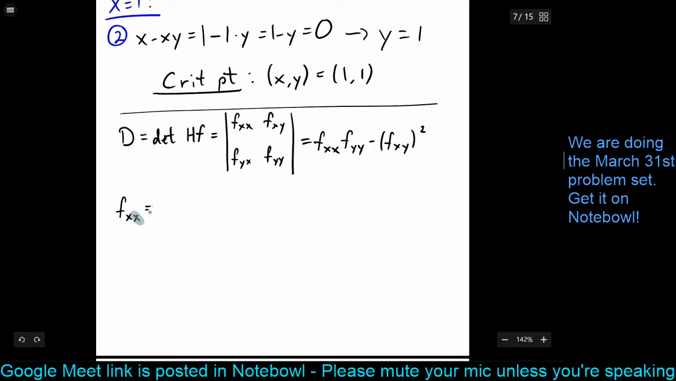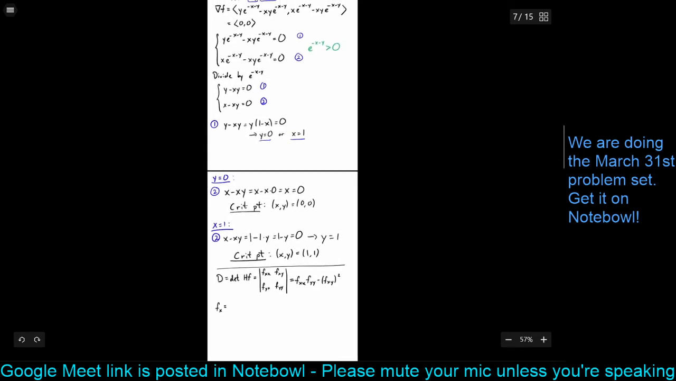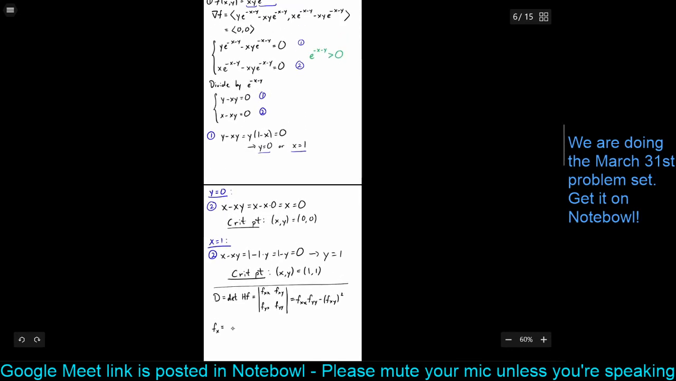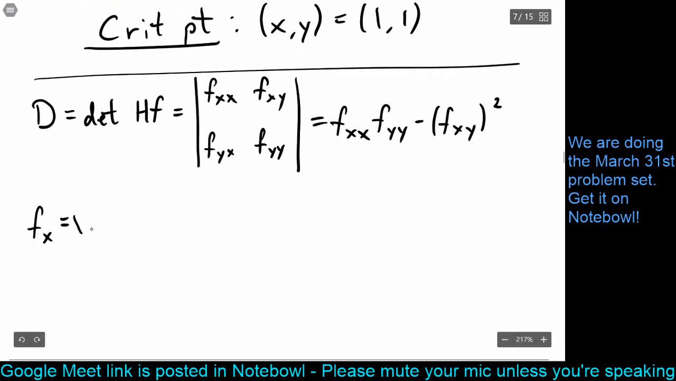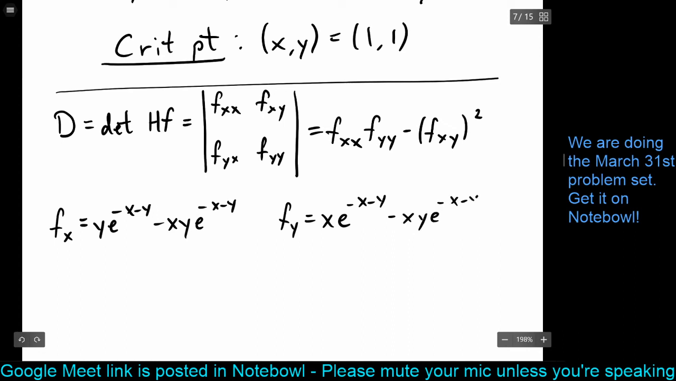Actually, let me start by doing this. Let me rewrite the first derivative so we don't have to keep scrolling up and down here. So the first derivative fx was y e to the minus x minus y minus xy e to the minus x minus y. And we found that fy is x e to the minus x minus y minus xy e to the minus x minus y.